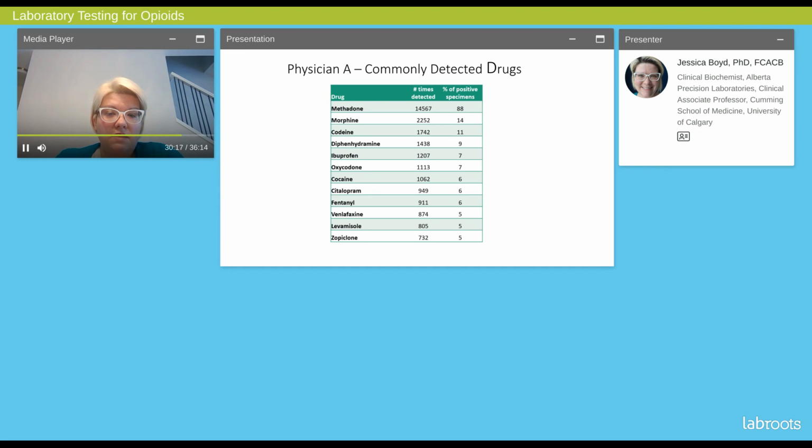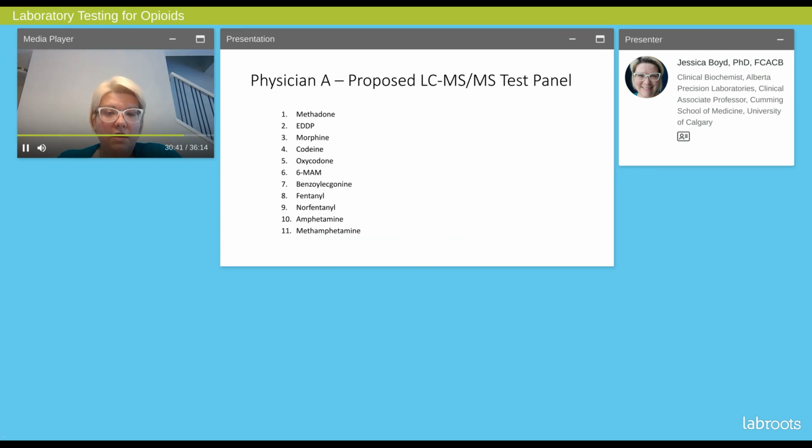Then looking down the rest of this list, and this is just the top grouping, we see morphine, codeine, diphenhydramine, ibuprofen, oxycodone. But the numbers are dropping off in terms of percent positive quite rapidly. And so I had a very long list of things that were less than 1% positive. And so we wanted to make sure we were pulling out the really relevant, most commonly detected drugs out of his population for a panel.